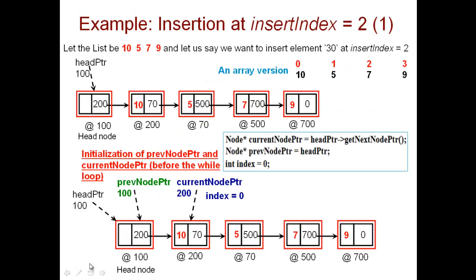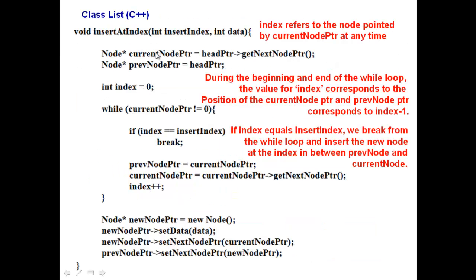So basically calling the get next node pointer function on the head node, and that returns the value 200, and that is stored in the current node pointer. So the current node pointer stores the address of the node next to the head node. That's how you begin. And the previous node pointer is assigned the head pointer itself, so it stores the address of the head node.